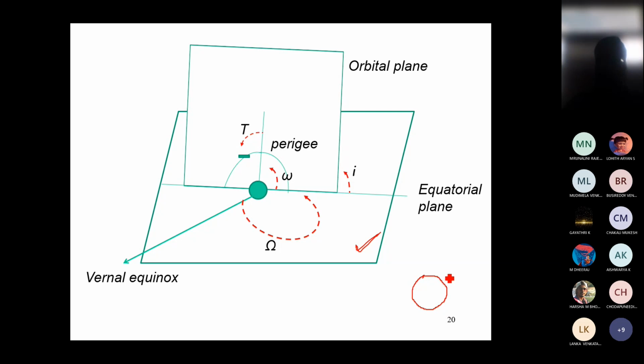This is the Earth, where the satellite is moving like this. It is not moving like this. It is moving at some inclination, where this represents the equatorial plane. Okay, I'm drawing the 2D diagram. This represents the equatorial plane. This represents the orbital plane. So the angle between the equatorial plane and the orbital plane, that we represent by the inclination angle. Okay.